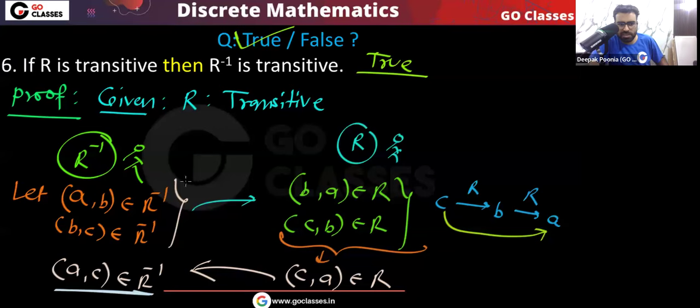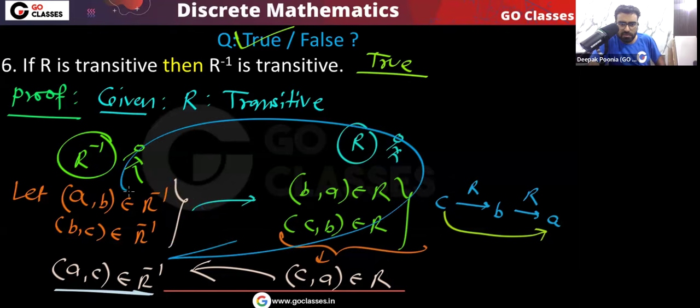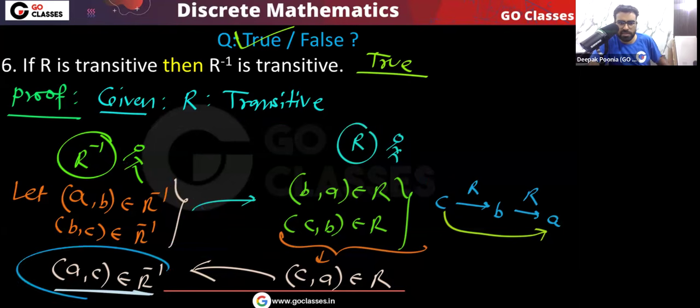Yes or no? So you can see that R inverse is also transitive, because you start by assuming that A is related to B in R inverse, B related to C in R inverse. Then we come to A related to C in R inverse. So R inverse is also transitive, hence proved. Very simple. This is a cute proof. I hope you understood.